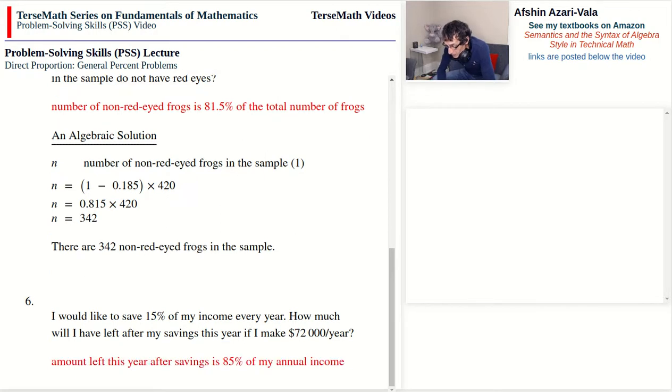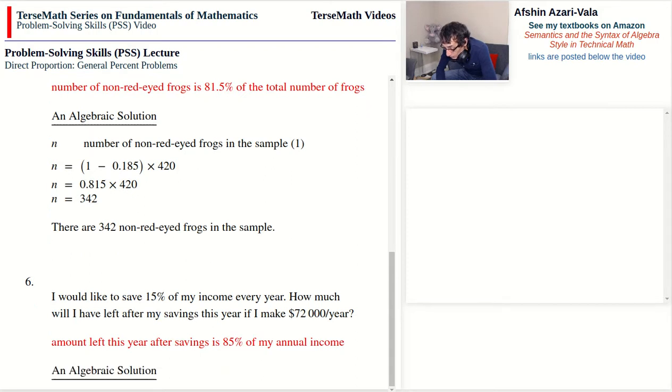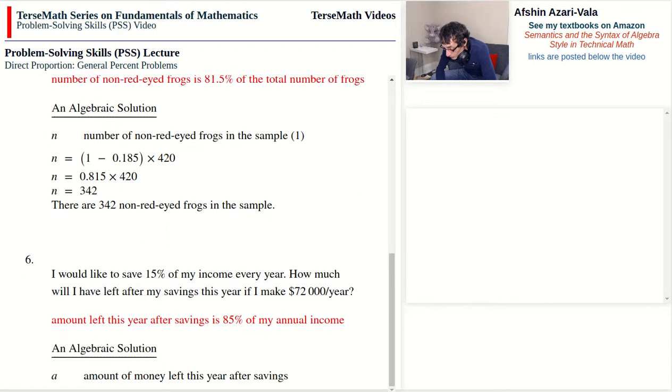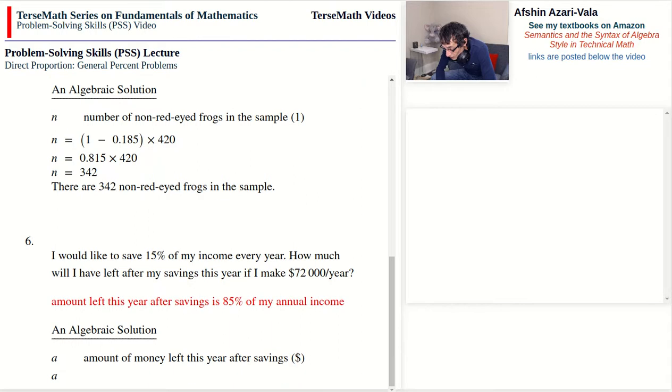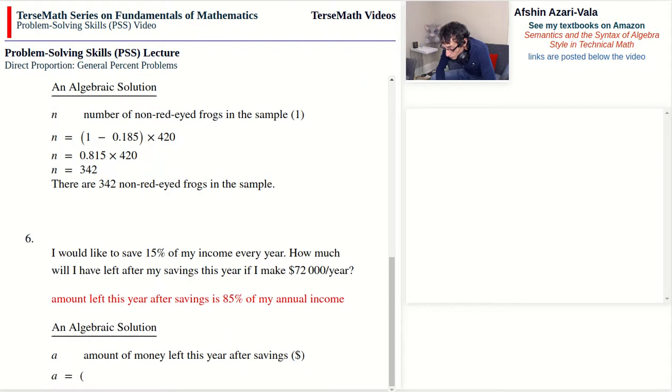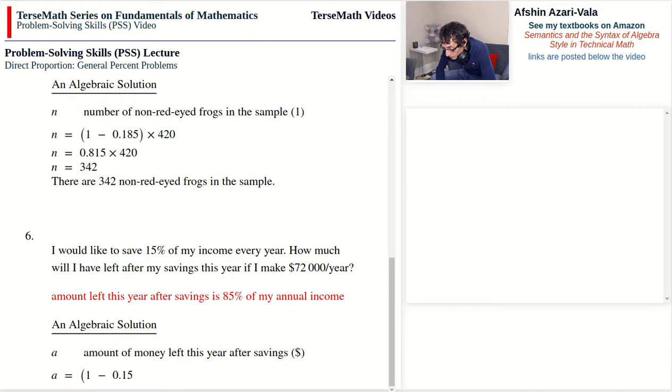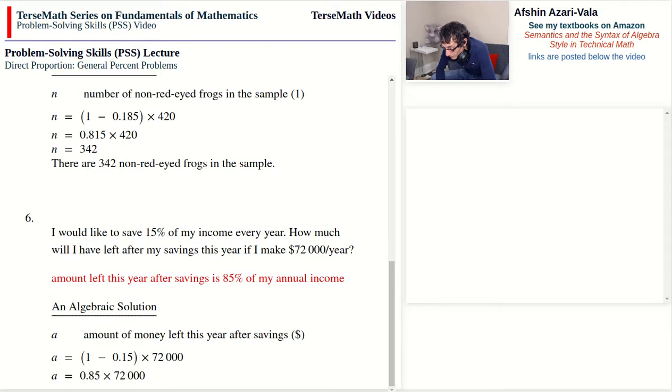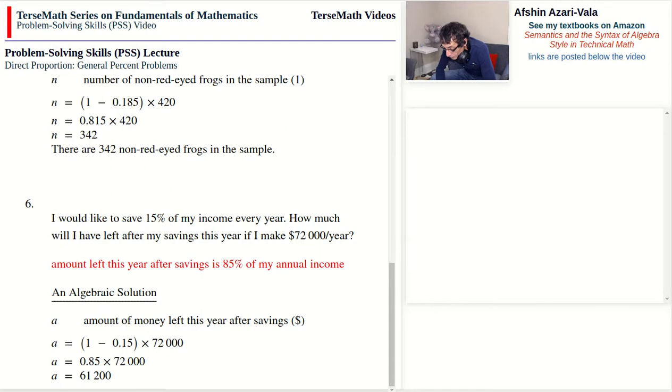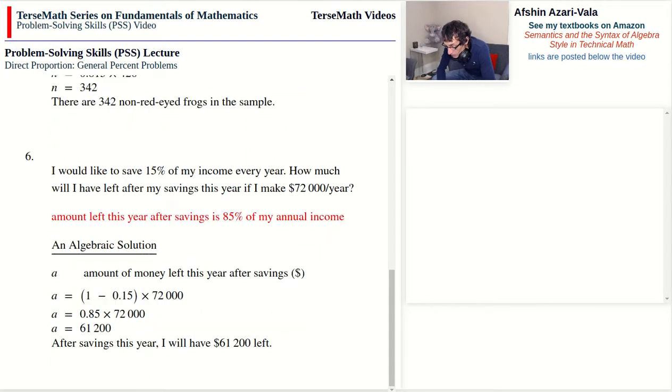Okay, so the key sentence is: amount left this year after savings is 85% of my annual income. If I'm saving 15% of my annual income, then I will be left with 100% minus 15%, or 85% of my income. For an algebraic solution, with A being the amount of money that's left this year after savings in dollars, A becomes equal to 100% minus 15%, so 85% of my income, and that comes to $61,200. So after savings this year I will have $61,200 left.